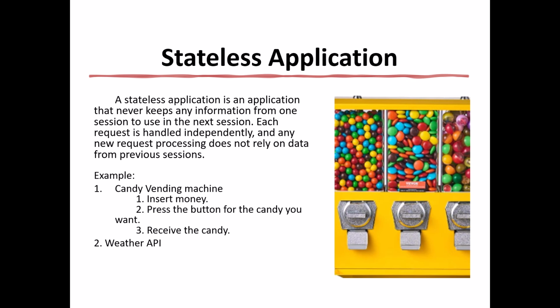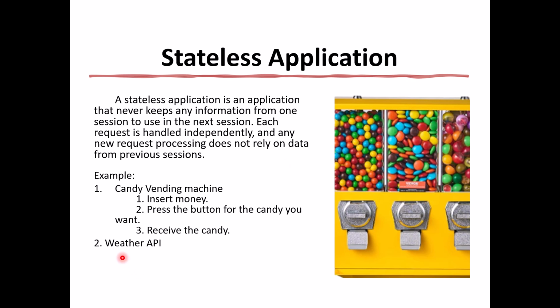For example, you can see the example of a candy vending machine. You put the money, you press the button, you get the candy, and that completes one transaction. And if you want more candy, you put the money, you press the button, you get the candy. To serve you the candy a second time, it does not rely on data from the previous request. So that is a stateless application, which doesn't maintain any of your data to serve a new request.